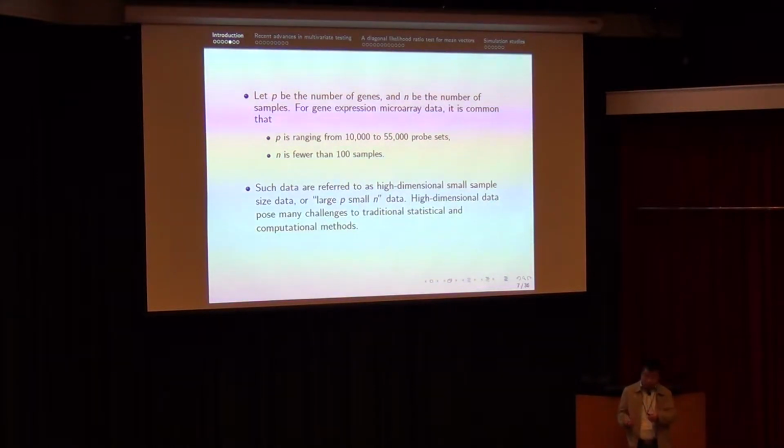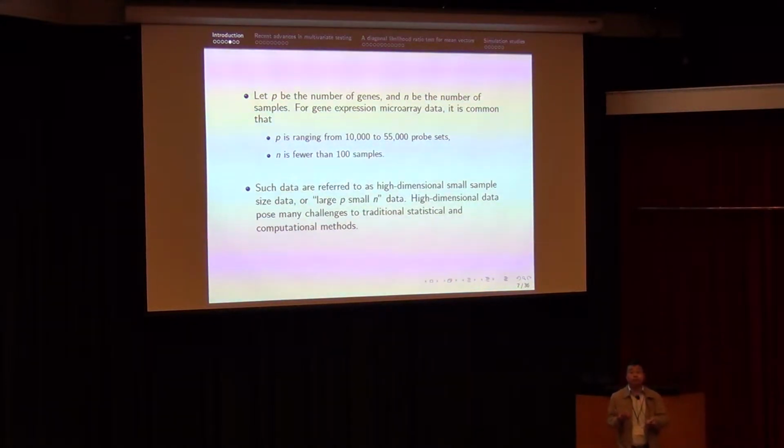if we go back to a very classical statistical question, let's assume p is the number of genes and n is the number of samples, say in a two-sample study, the number of normal people and the patients. In practice, the number of genes is usually very large.